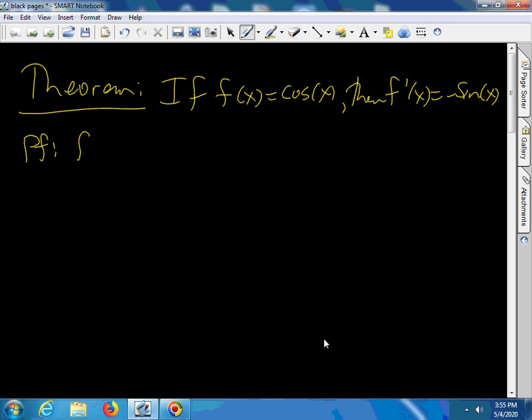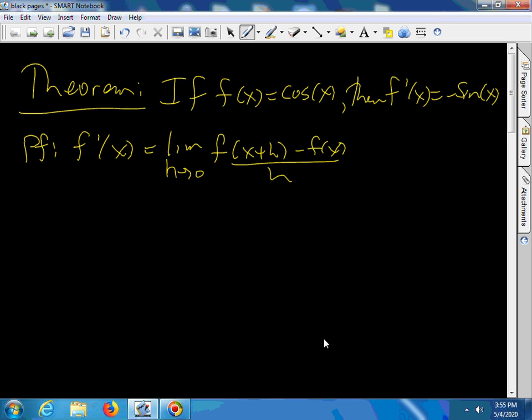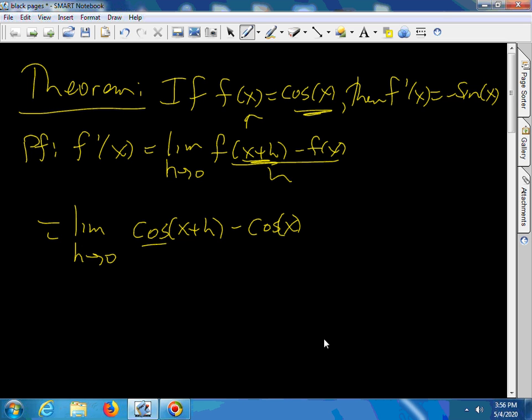Here's the proof. f prime of x is equal to the limit as h goes to 0 of f of x plus h minus f of x over h. And f of anything is just the cosine of the same anything. So it's the limit as h goes to 0 of, f of that, well, that's cosine of x plus h, minus f of x, well, that's cosine of x, all over h.